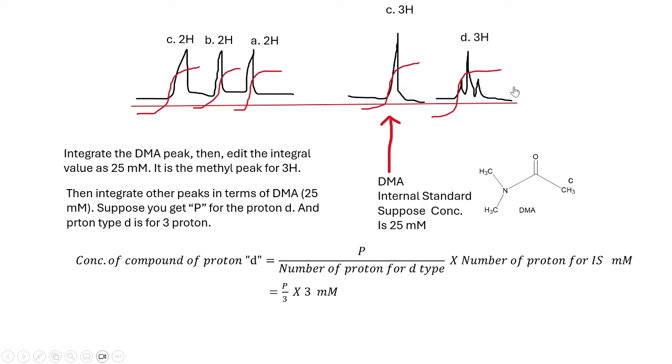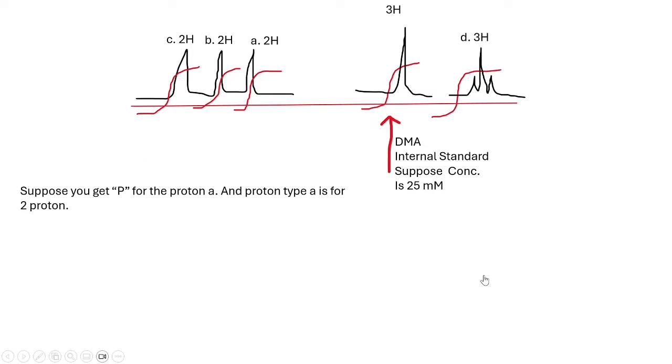This is easy, because your internal standard has 3 protons for that specific peak, and your other compound has 3 protons for that specific peak, so the concentration will be easy. But how about these peaks? Those are for 2 protons. So let's see another example.